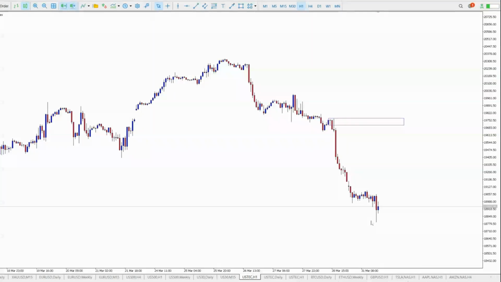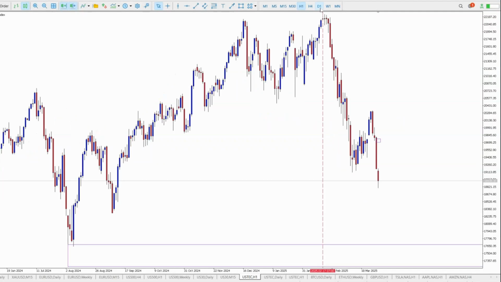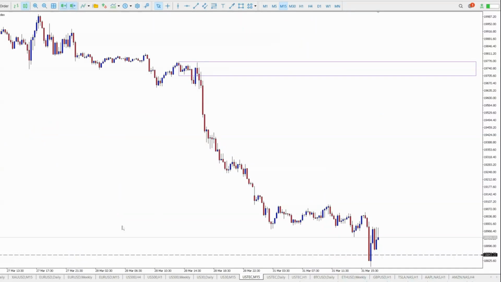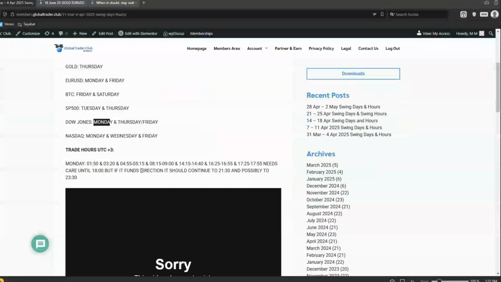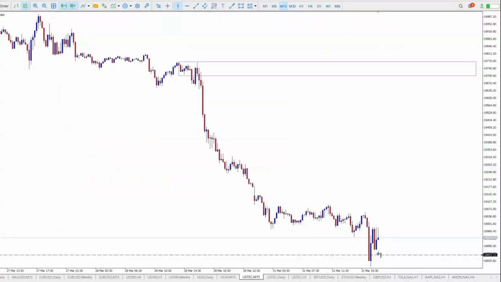So in a situation like this, if I go to the daily, I'll be thinking, well, wait a minute, they just filled in a gap. See the gap there? So that's a gap fill. It's a swing day. So now I can say to myself, let's go into a 15-minute chart and take a look at the hours on Monday. I got 5:25 to 5:55. 5:25 is on that bar.